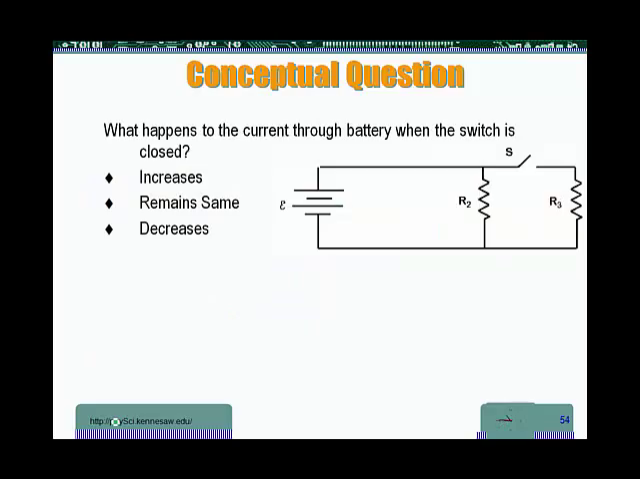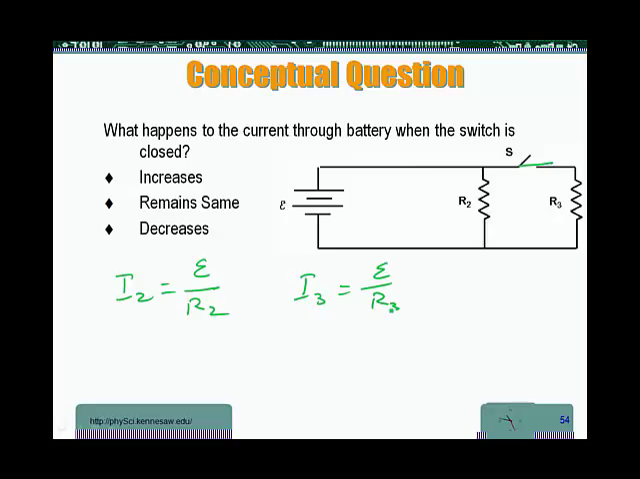Okay, going back to the same problem, what happens to the current through the battery when we close the switch? Okay, and that's a good question. Initially, when the switch is open, the battery was feeding just R2. And we had a current through R2 that we called E over R2. But then when the switch is closed, we are going to have a current through R3 as well. Let's call it I3. And that's going to be E over R3.